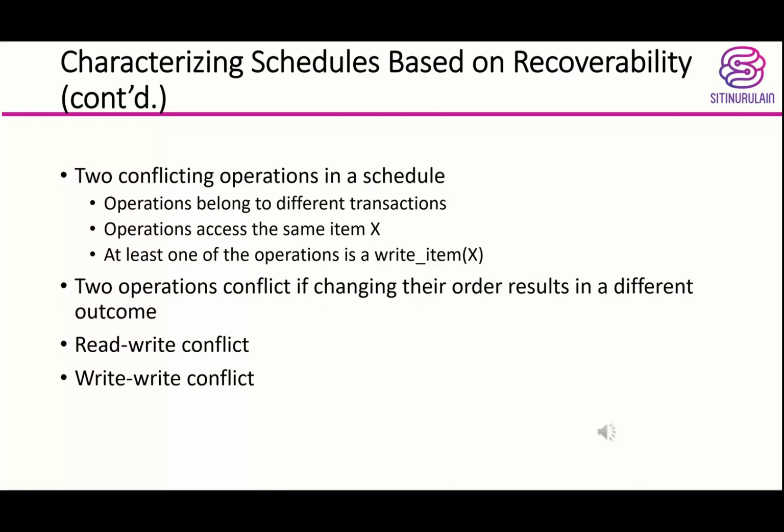Two conflicting operations in a schedule: operations belong to different transactions, operations access the same item X, and at least one of the operations is a write_item, X. Two operations conflict if changing their order results in a different outcome. Read-write conflict. Write-write conflict.